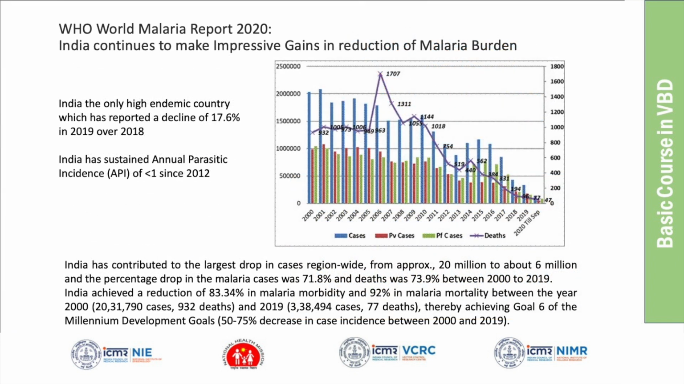This 2020 malaria report said that India continues to make impressive gains in reduction of malaria burden. That's a great sign for us. In 2018 also, it was a remarkable statement by WHO that India has reduced malaria tremendously. The decline was very high, and the highest contribution was due to Odisha. So that was great news for us and great appreciation for us. We were applauded by the international agencies and at the WHO level.